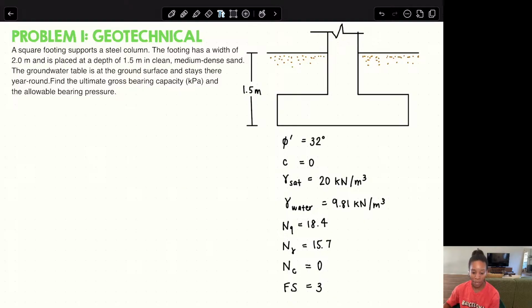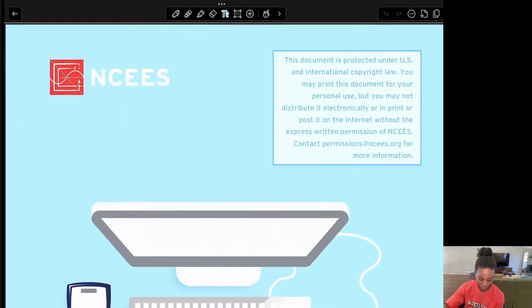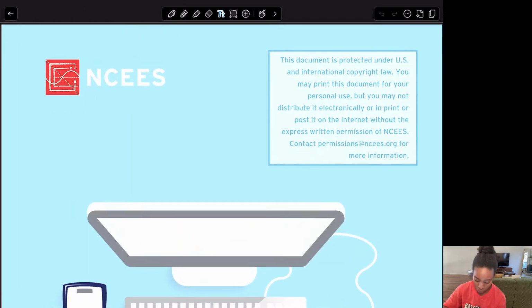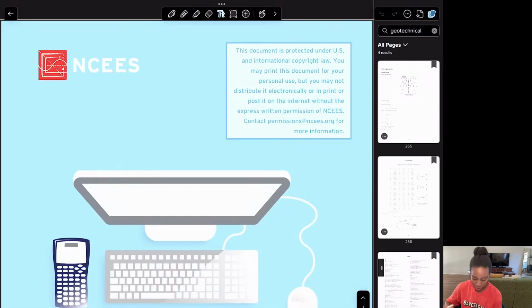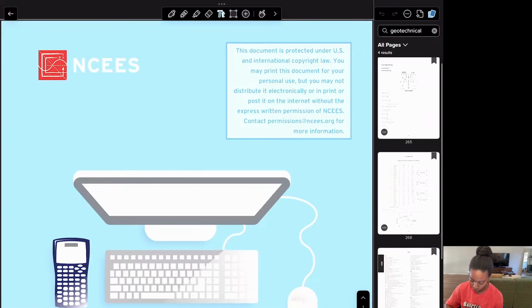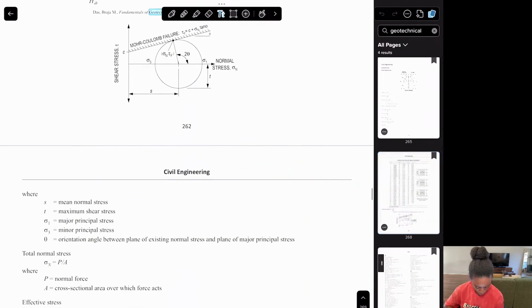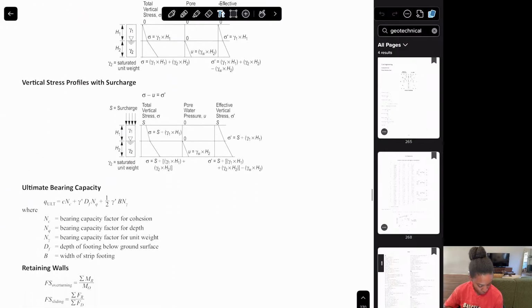So, if you're preparing for the FE, you'll need to start getting yourself familiar with the FE reference manual, which has basically all the formulas that you'll need to utilize on the exam. So let's see if I can open that up. It is a searchable PDF. So I'm going to search geotechnical to bring me to the geotechnical section. But you could also search bearing capacity or something like that to get you there. But yeah, this is the FE reference manual.